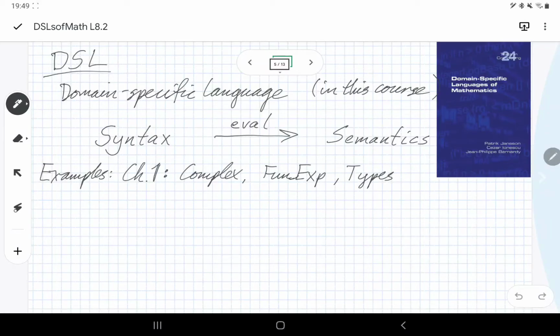And generally speaking, what we defined early on, already in the first lecture, is that what we consider a domain-specific language here consists of basically three things: a syntax, a semantic type, and an evaluator. So a function that translates all the syntactic expressions into the semantics, the meaning.